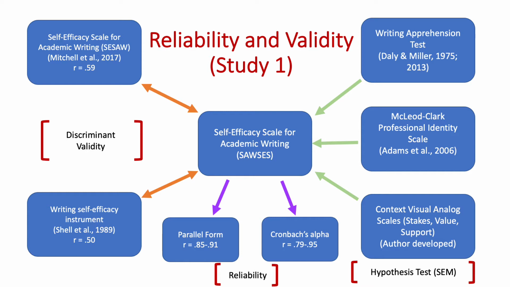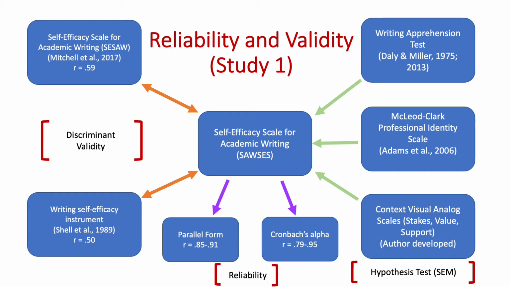Reliability testing using Cronbach's alpha was also performed, a parallel form analysis which asked a small portion of the sample to fill out both the electronic and paper versions of the tool, established the tool was also safe to use in paper form. And lastly, I built several structural equation models to examine how writing apprehension, nursing identity, and writing context predicted scores on the SAUCES.